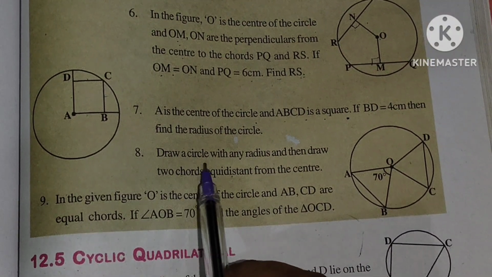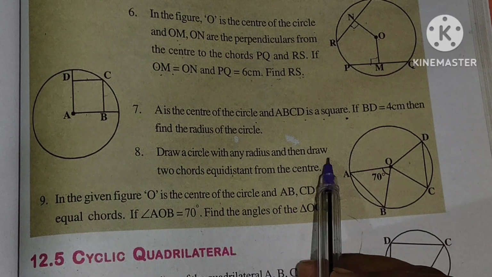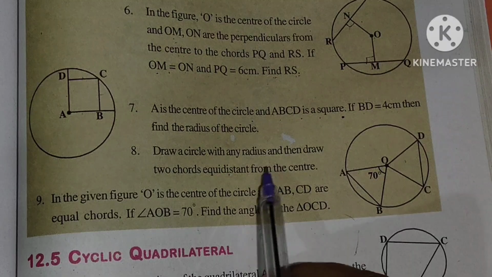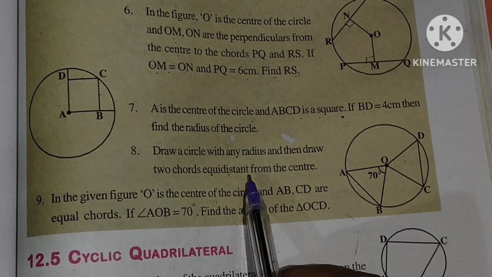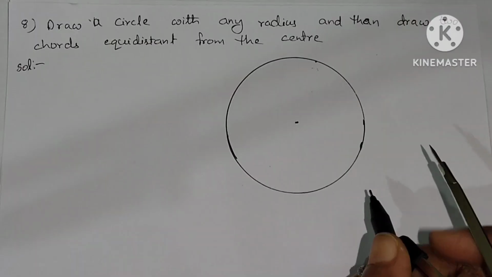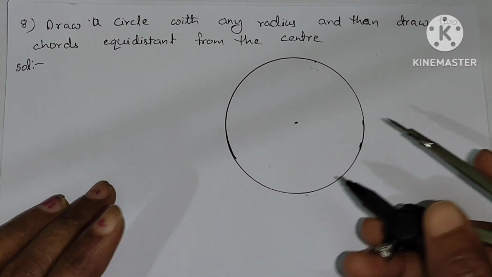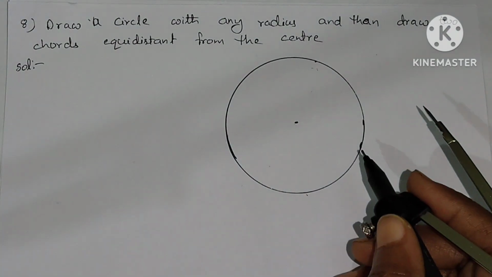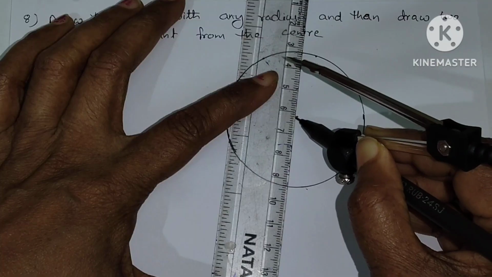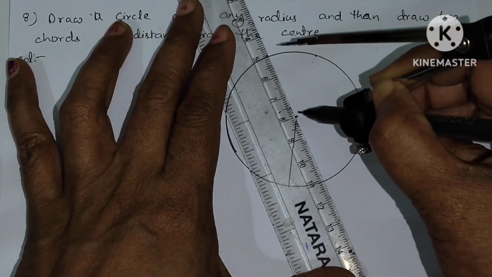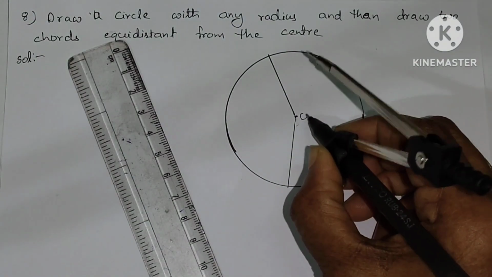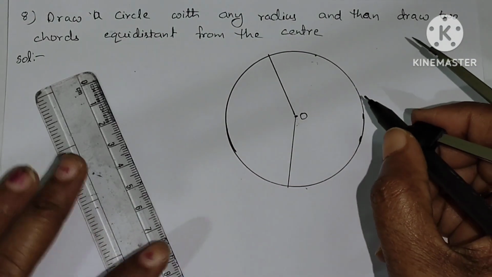Next, eighth question. Draw a circle with any radius and then draw two chords equidistant from the center. So here we draw the circle, and after that we draw two chords equidistant from the center. We take any radius, draw the circle, and then draw two radii. So these are the two radii. Here the center is O.